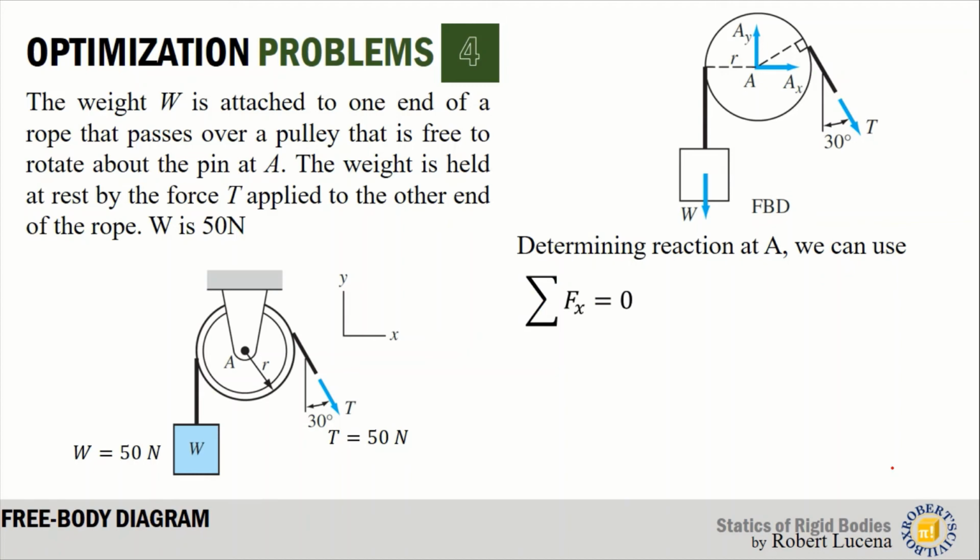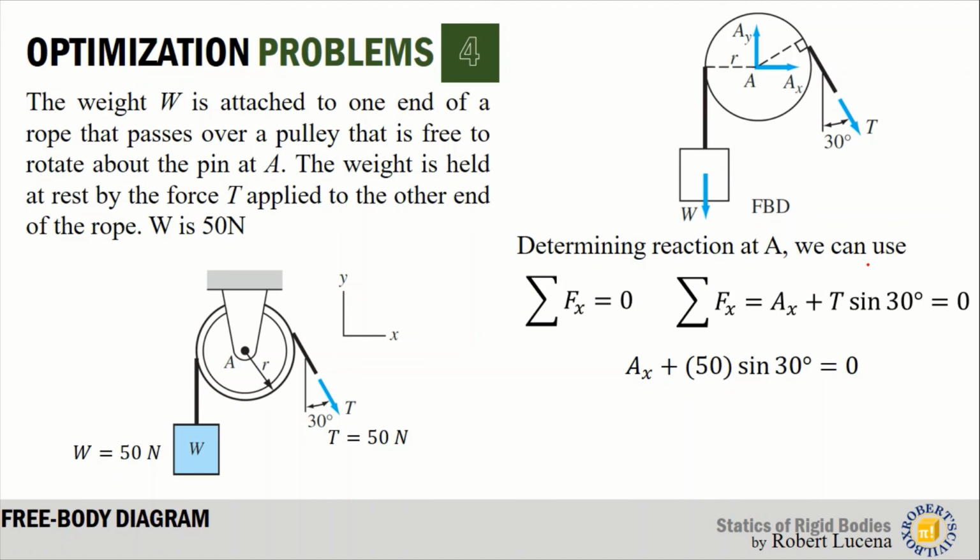Now, if you use summation of forces along X, there will only be one unknown, AX. So summing forces along X, we have AX plus the X component of T, that is T sine 30, equals 0, and replacing the known value, 50 Newton for T, we get AX equals negative 25. So the negative value of AX means that our assumption for the direction of AX, to the right, is wrong, and the reaction AX is instead directed to the left.